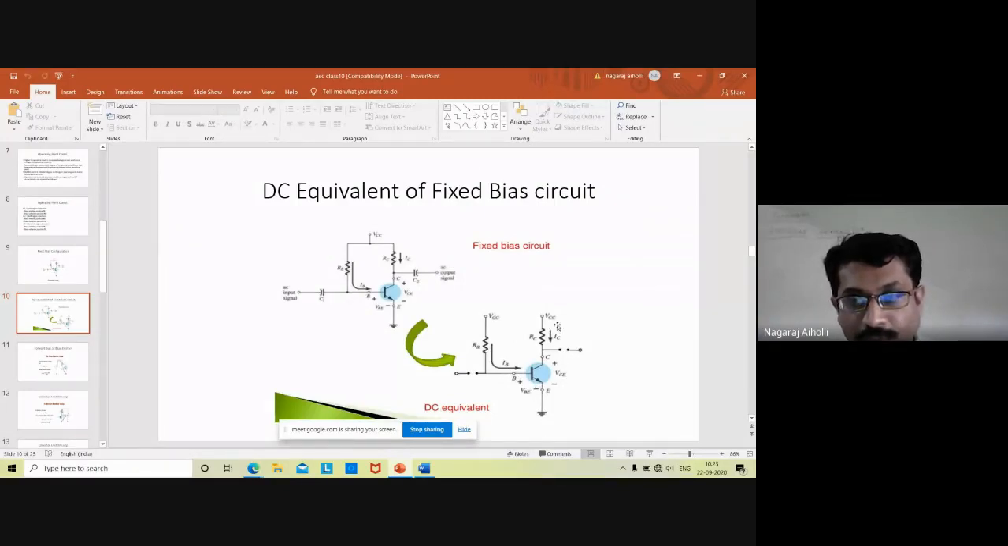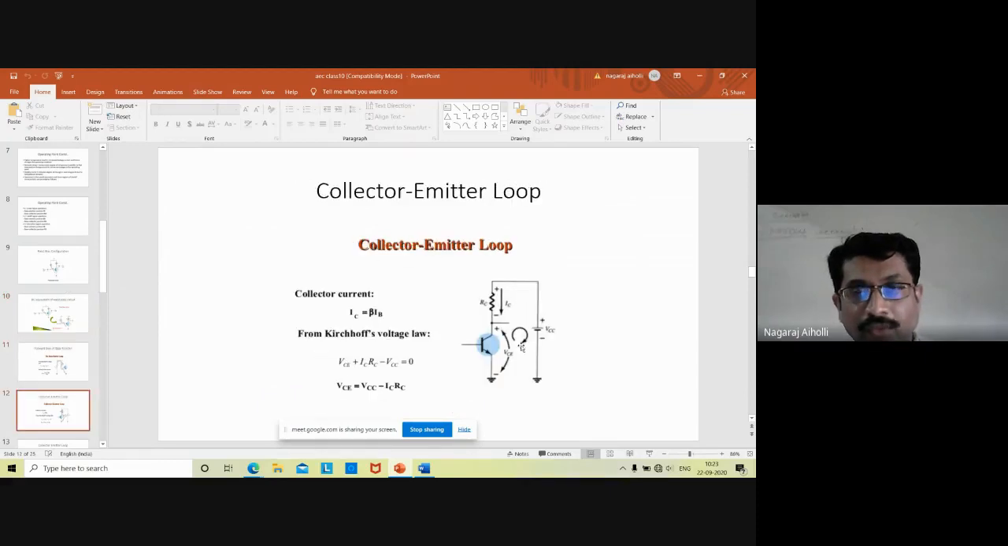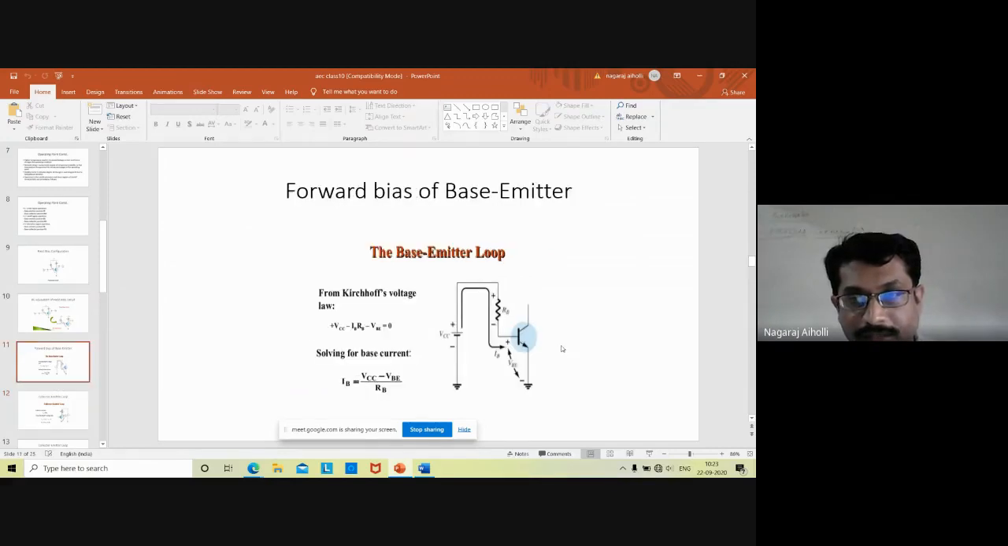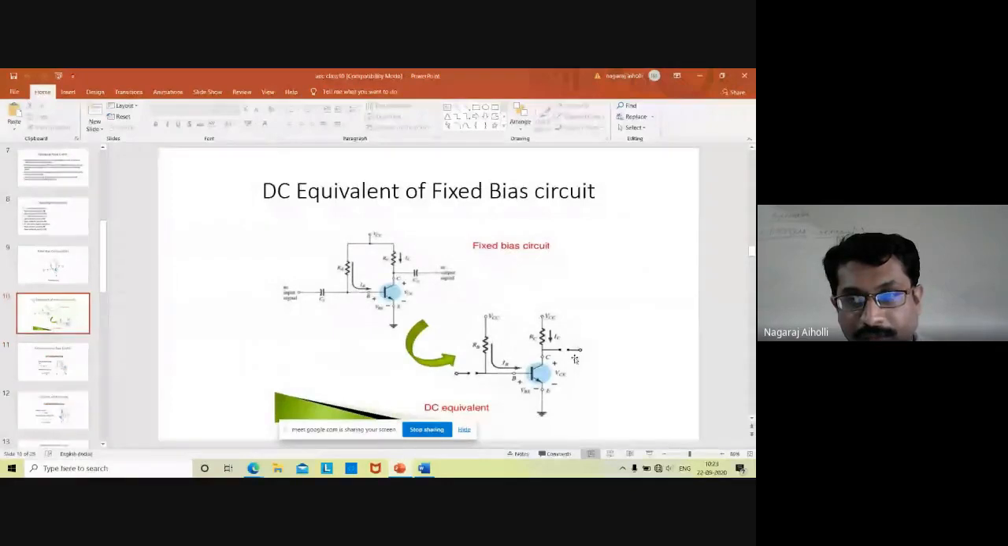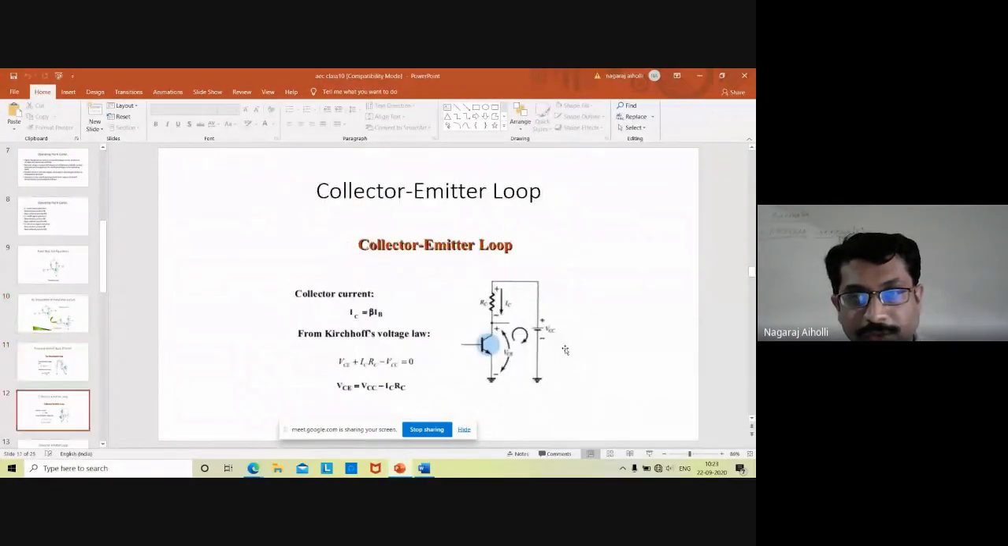Next we will consider the output loop. If I consider the output path, from VCC through RC through VCE, emitter terminal to ground, then what will be the equation, students? Let us consider the circuit. Collector emitter loop. This is how the circuit is redrawn. VCC is shown as positive negative, with the positive terminal connected to RC and the negative to the ground. Clear? Then I have to write the KVL equation for the collector emitter loop.